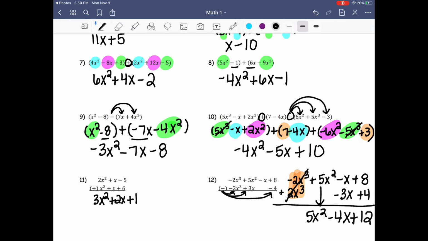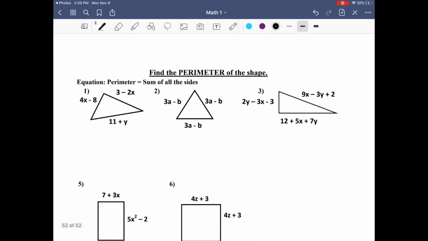Now, in doing all this, you're going to see a lot of perimeter problems. When we talk about perimeter, we think about the sum of the outside of a problem. So you're going to add up all the sides. If it's a triangle, then you add up 3 sides. If it's a rectangle, you add up 4 sides. It doesn't matter how many sides it is, you always add them up. So it's the same thing as adding polynomials. In my problem here, I have 3 sides, and I have 3 different polynomials that I need to add up to find the perimeter.